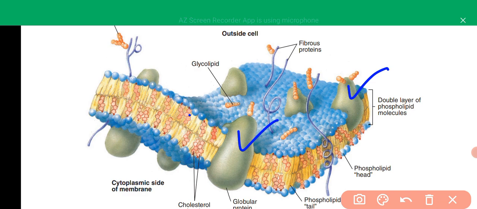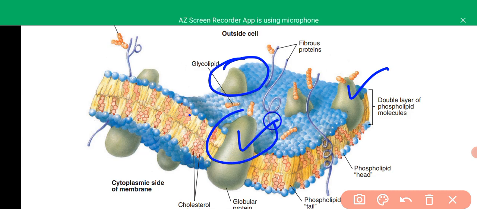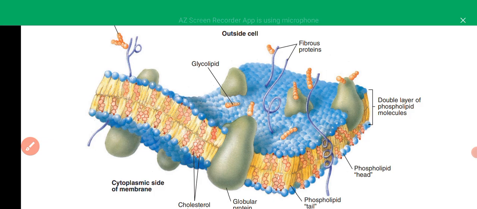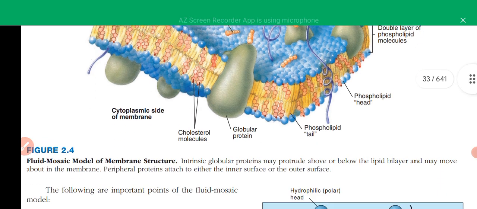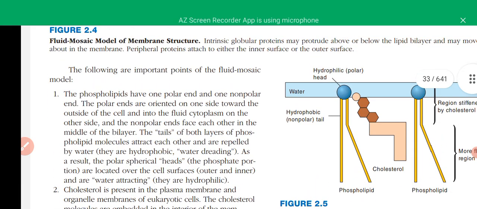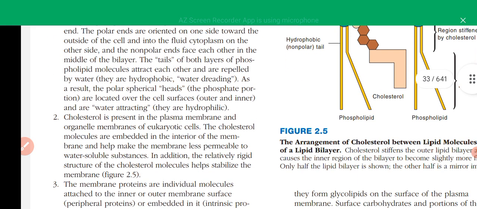Phospholipid molecules are moving like water, like a fluid, and the proteins are also moving, as icebergs move in oceans. So it is a fluid model, not a static model. Now we will study the different structures, like phospholipids. A phospholipid has a polar head and non-polar tail. The tails are attracted toward each other, and the polar head attaches with the water on both sides, intracellular and extracellular.